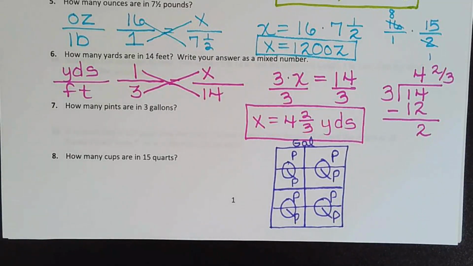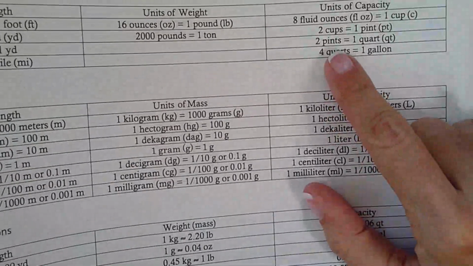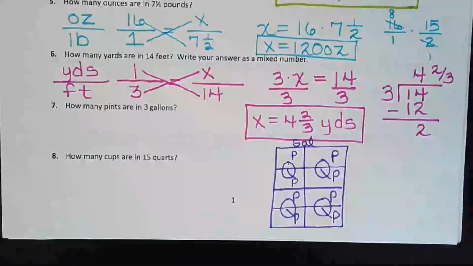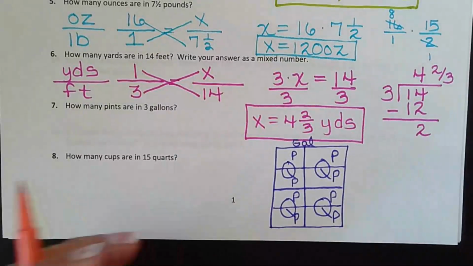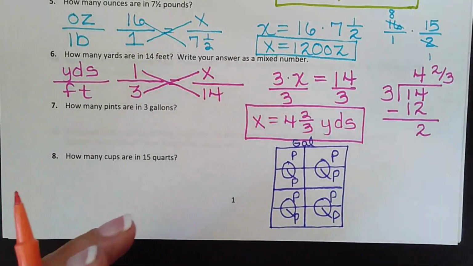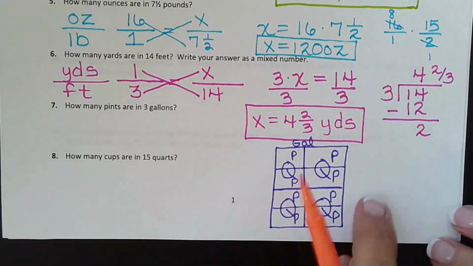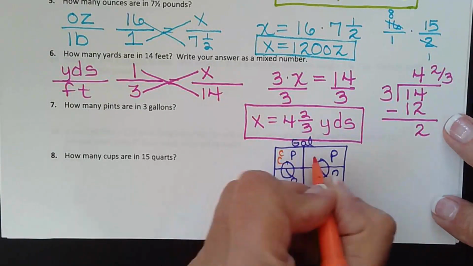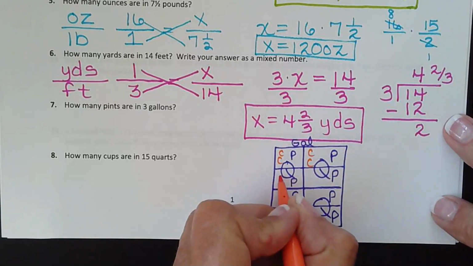Okay, so then each pint is 2 cups. So really what I'm doing is cutting in half. Well, first I cut it in fourths, then I cut it in half, and then I cut it in half again. Every pint has 2 cups.